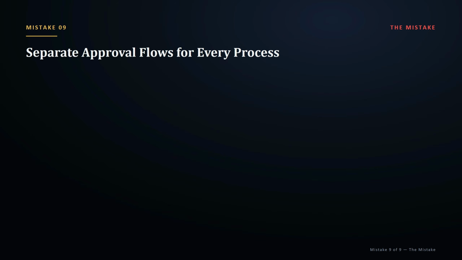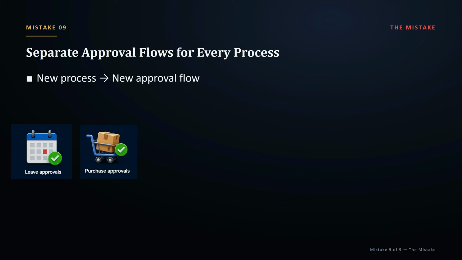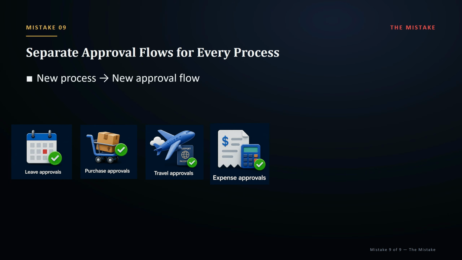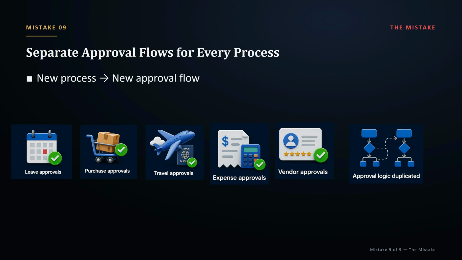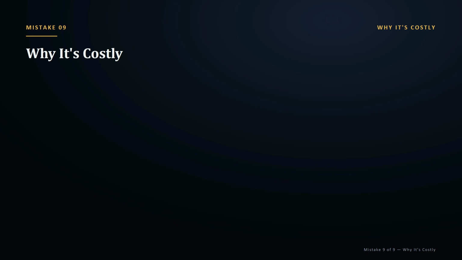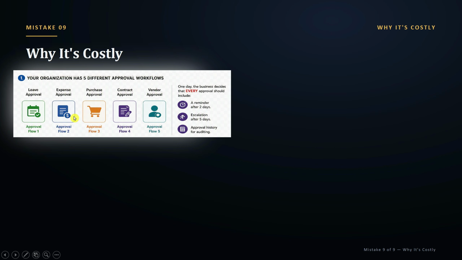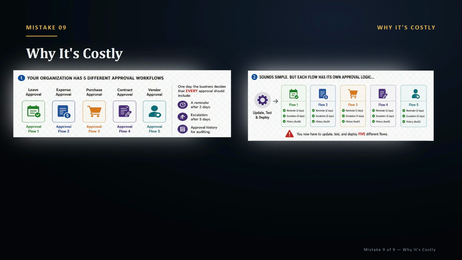The last mistake is separate approval flows for every process. Every time a new approval process comes along, you create a different approval flow for leave approvals, purchase approvals, travel approvals, expense approvals, vendor approvals. Each one has its own approval logic. So why is it a problem? Let's take a simple example. Suppose your organization has 5 different approval workflows. One day the business decides that every approval should include a reminder after 2 days, escalation after 5 days, and approval history for auditing. Sounds simple, right? But because every flow has its own approval logic, now you need to update, test, and deploy 5 different flows.